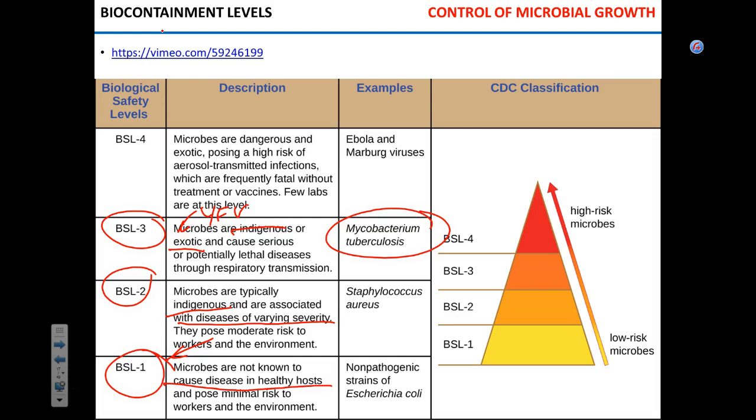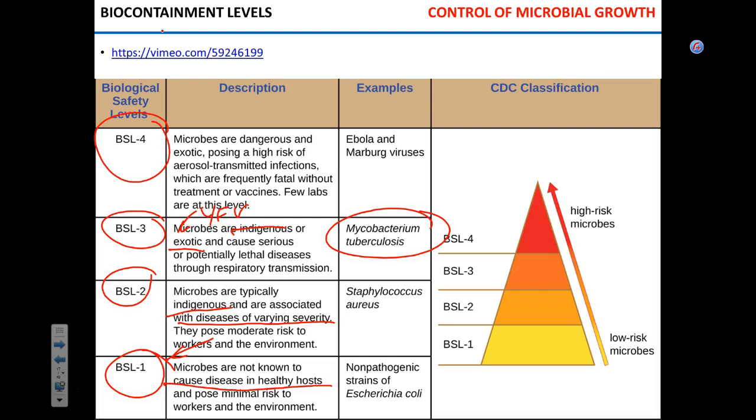BSL-3 suites are separated. In this room you cannot work with BSL-3. You cannot install such equipment here. You have to design the suite separately with its own air handling system.